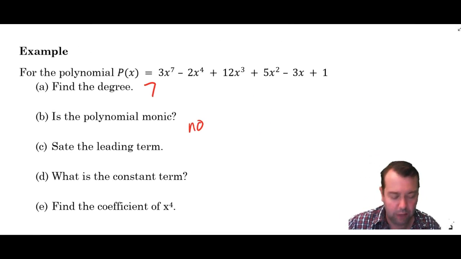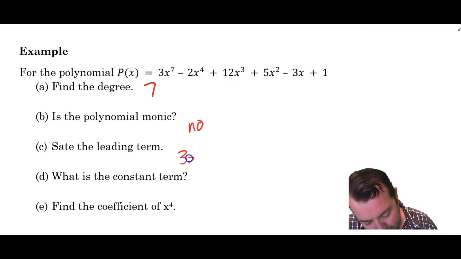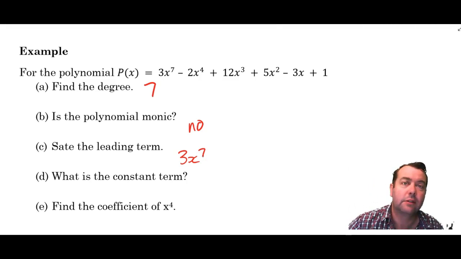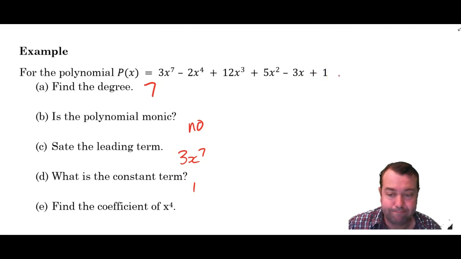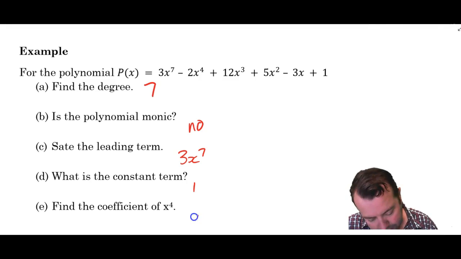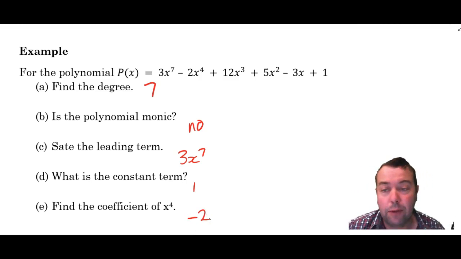State the leading term. Well, the leading term is all of that there, the coefficient and the x term. So it's 3x to the 7. That's the term with the highest exponent. What is the constant term? The constant term here at the end is 1. Right, that's constant, doesn't have an x in it. Find the coefficient of x to the power of 4. Simple enough there. It is negative 2. Just be careful that you don't miss any negatives there. You don't just go 2. There we go. There's some language around polynomials.